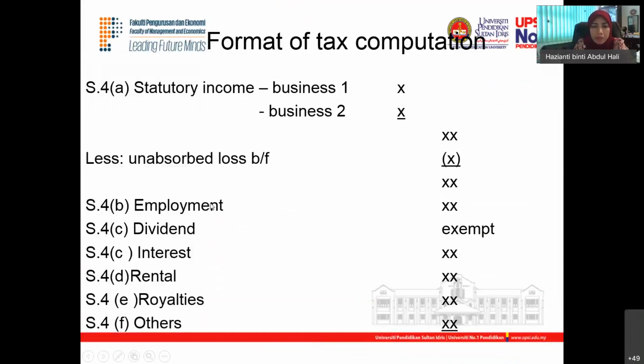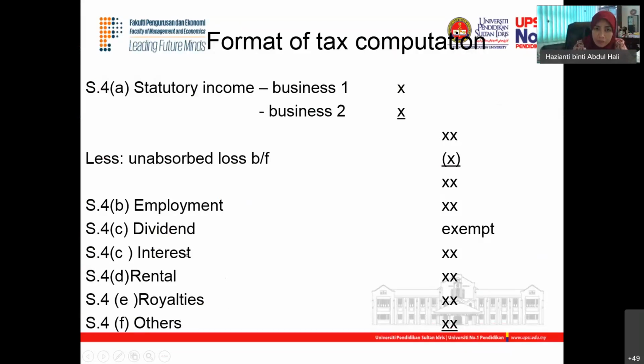But you must remember for 4B employment ni, the calculation ada banyak kan? Because we have 13.1A, B, C, D, E, you know what I mean? And then the dividend, interest, both under section 4C. And rental also kita ada the allowable expenses. Sama juga dengan royalties. And for royalties, we also have exemptions. Remember when we did book lah, research expenses lah for royalties. So for royalties pun, we have expenses that can be deducted from our royalty income and also others. We haven't focus on others lah because others ni is actually other income not related to section 4A until 4E. Alright? Okay, so all done.